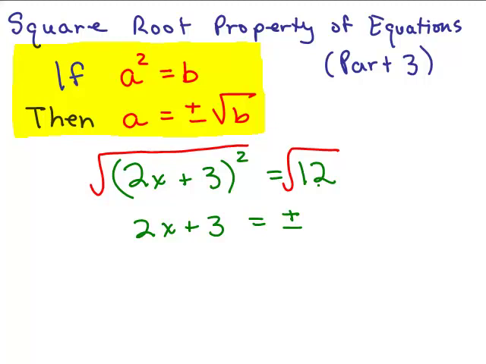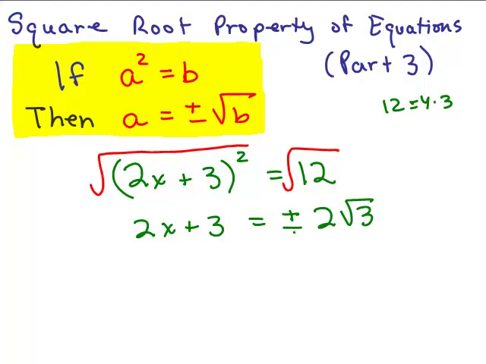Now let's go ahead and simplify the square root of 12. Remember, 12 is 4 times 3. So you can take the square root of 4, that'd be 2 square roots of 3. Look back at my videos on radicals if you forgot how to simplify the square root of 12. All right, now at this point we have two different equations: 2x + 3 equals 2 radical 3, and 2x + 3 equals negative 2 radical 3.